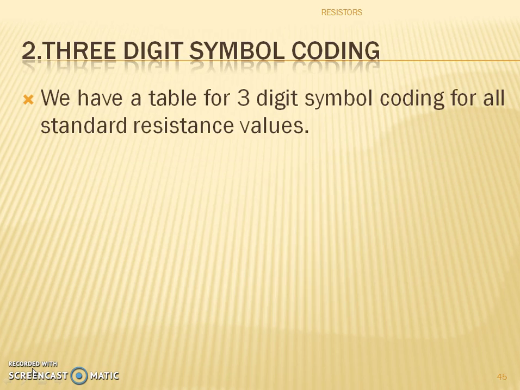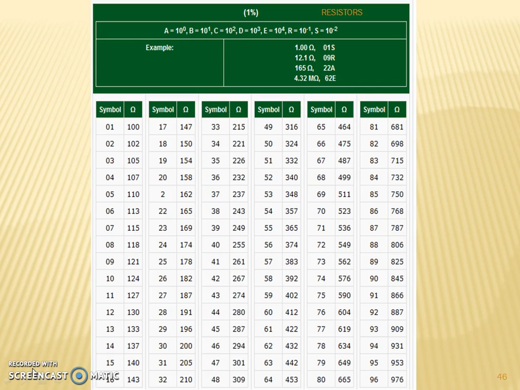Now we are coming to the 3-digit symbol coding. We have a table for 3-digit symbol coding for all standard resistance values. From the table, we select the 3 digits for the resistance value needed. The tolerance is 1% and the resistor value is 12.1 ohm. Now the 12.1 ohm can be written as 121 into 10 raised to minus 1 ohm. From the table, for 1% tolerance, 121 corresponds to 09, because 12.1 can be written as 121 into 10 raised to minus 1.